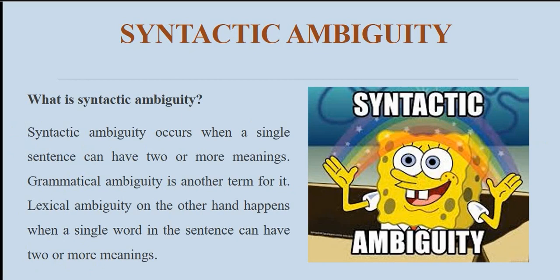So let's see syntactic ambiguity. This is the final subtitle in today's presentation. So what is syntactic ambiguity? Syntactic ambiguity occurs when a single sentence can have two or more meanings. Grammatical ambiguity is another term for it. And lexical ambiguity, on the other hand, happens when a single word in the sentence can have two or more meanings. So there are two types of ambiguities here, syntactic and lexical, and grammatical ambiguity refers to syntactic ambiguity. They are the same, I mean.